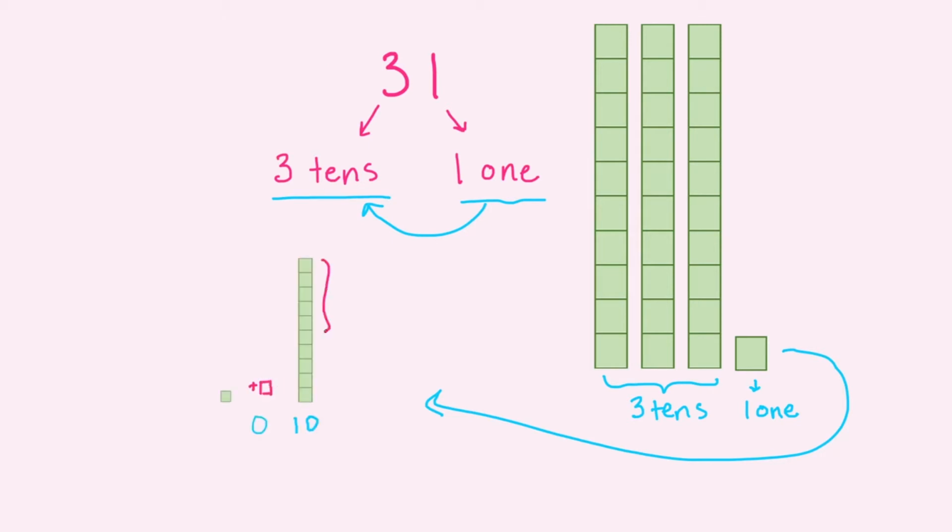Let's look at these blocks. Looks closer to 0, right? That means that 31 is closer to 30 plus 0 than 30 plus 10. So, 31 rounded to the nearest 10 is 30. Another way to look at this is to use a number line.